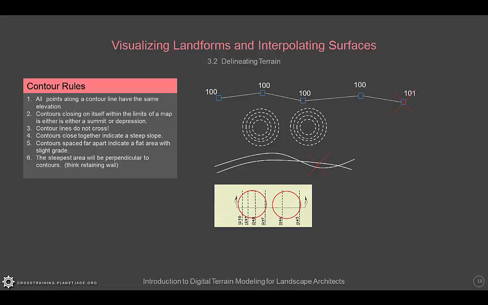So if you have a series of existing contours like we do in our example here, and then we have a stack of proposed that are really close together, that's going to be pretty steep there. So it's kind of like a retaining wall, and we'll see some examples of that. And finally, in case you didn't already know, water flows perpendicular to contours.